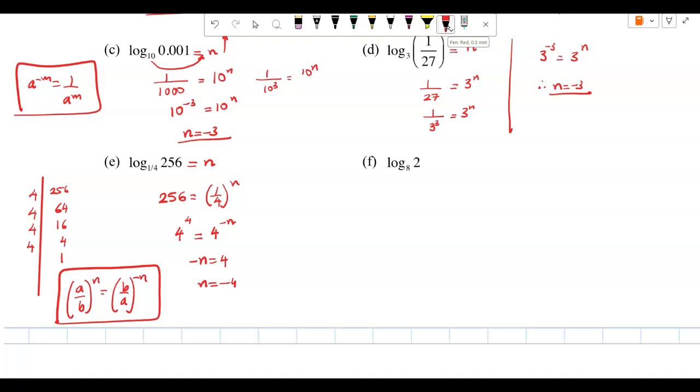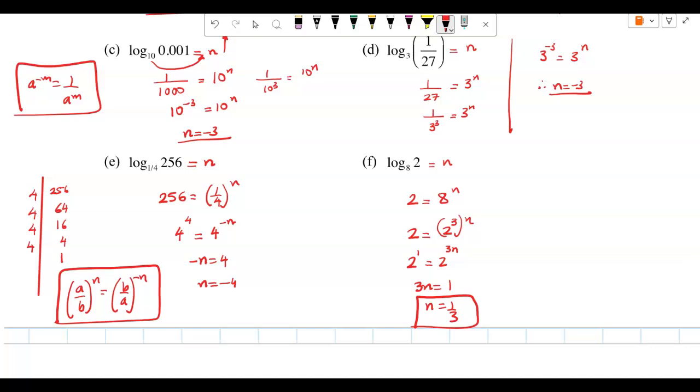Call it equal to n. Then you push the 8, so 8^n. 2 is equal to 8 raised to n. Now what is 8? 8 is 2 to the power of 3. So 2 raised to 1 is equal to 2 raised to 3n. So 3n is equal to 1. So n is equal to 1/3.